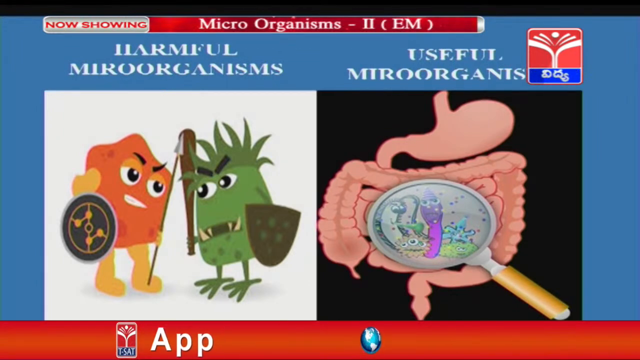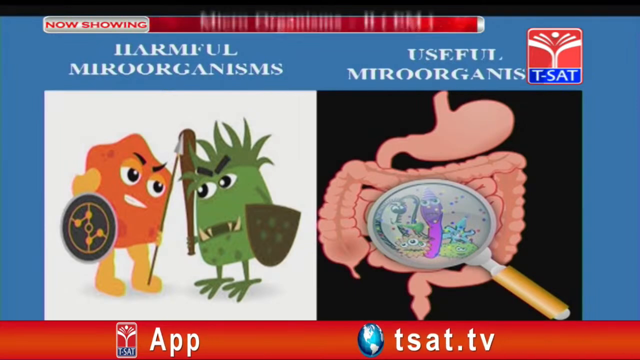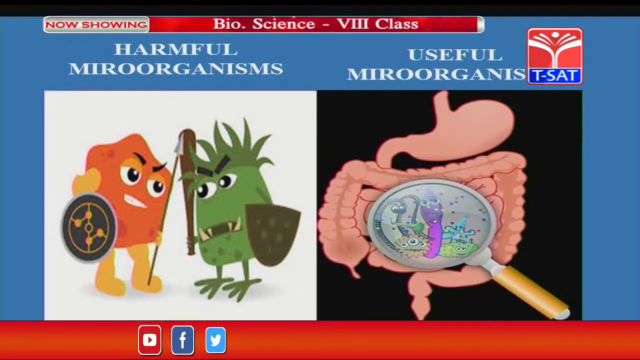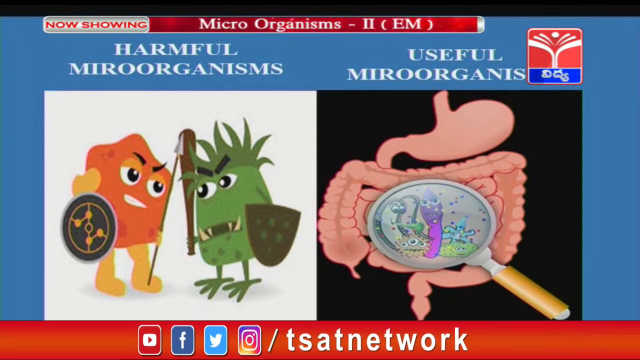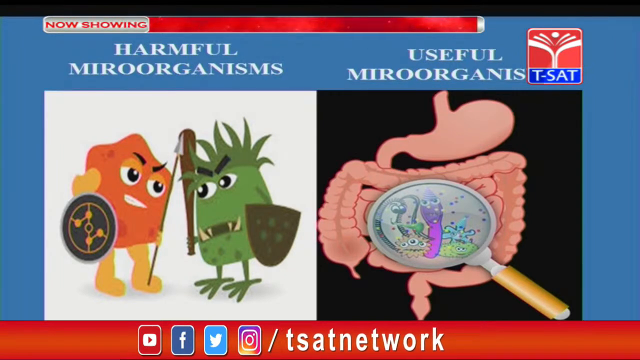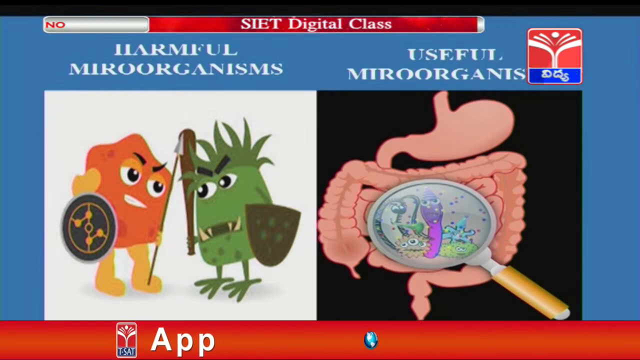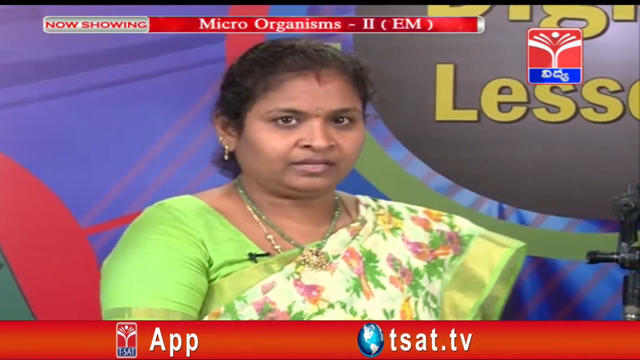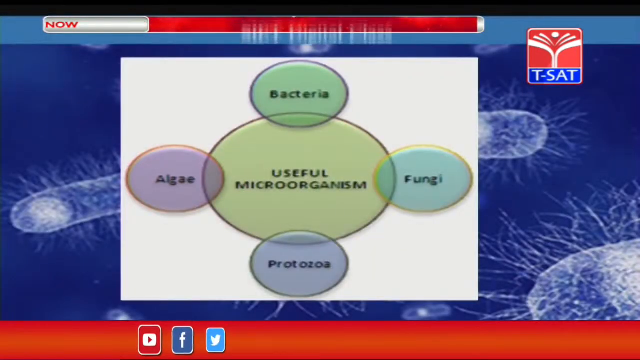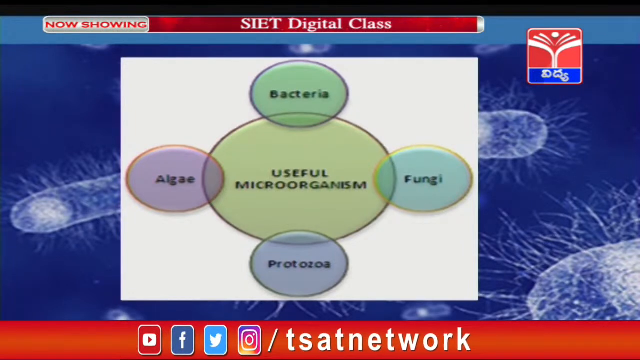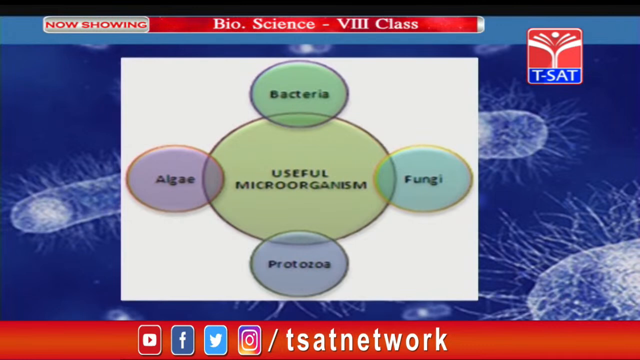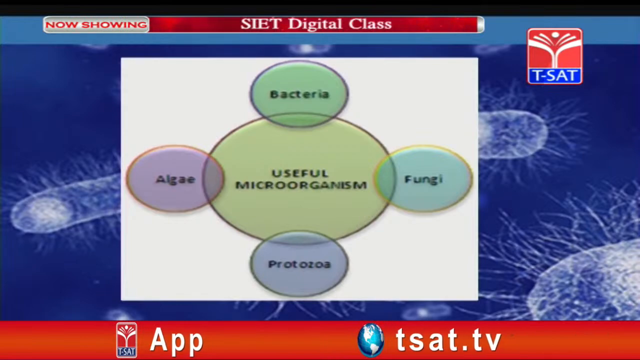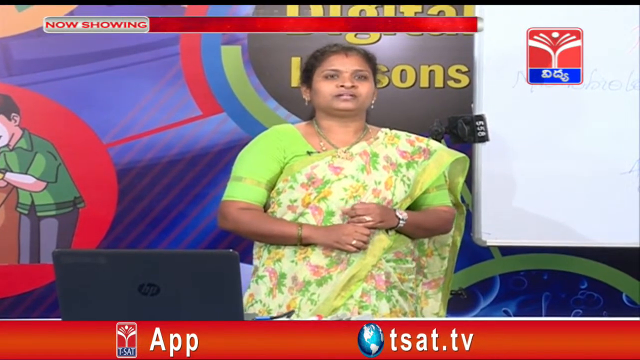Look at this picture, children. Useful microorganisms are present in our body. They are also used in different ways by human beings. Harmful microorganisms cause different types of diseases to different living organisms. So, microorganisms are of two types, useful and harmful. Useful microorganisms can be from algae, from protozoans, from bacteria and even fungi. So, microorganisms which are useful to us are of different types.